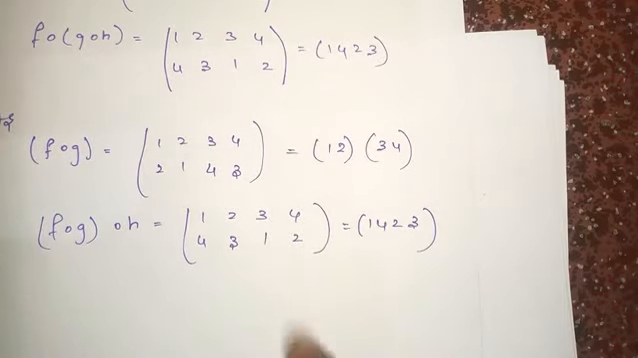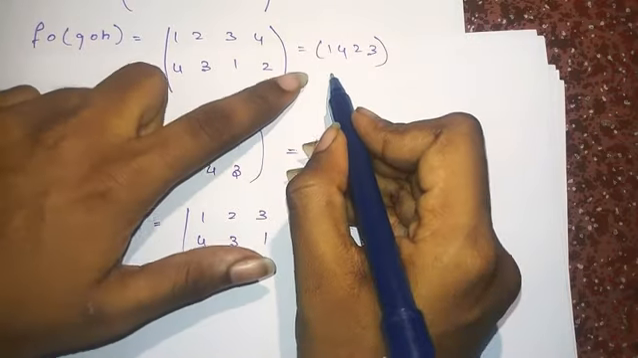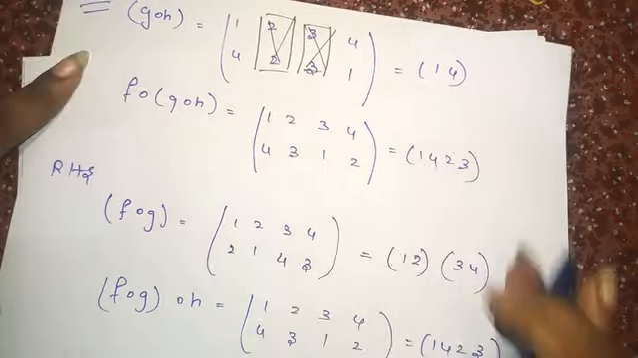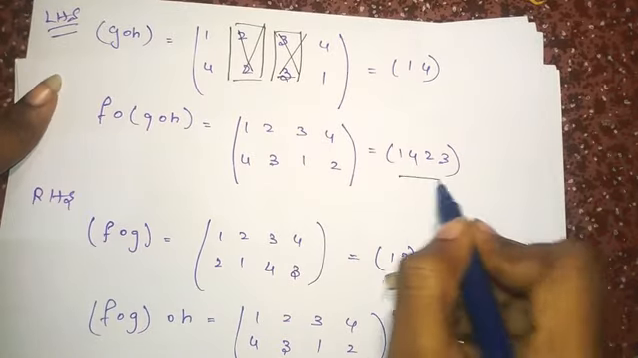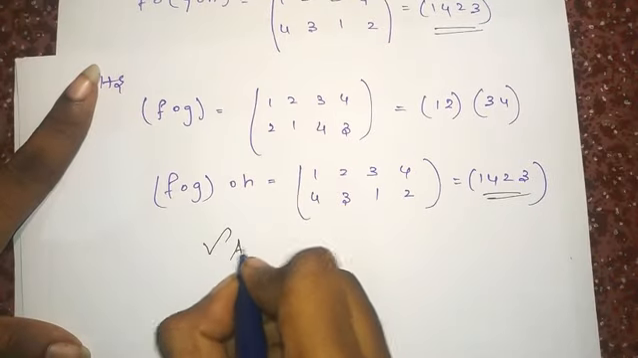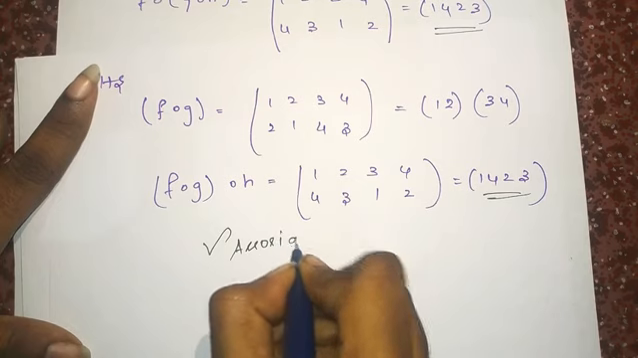If you see here, these two answers, the LHS part and the RHS part, are the same. This one and this one are the same. So it follows associative property.